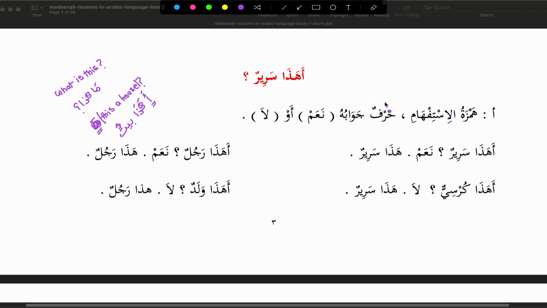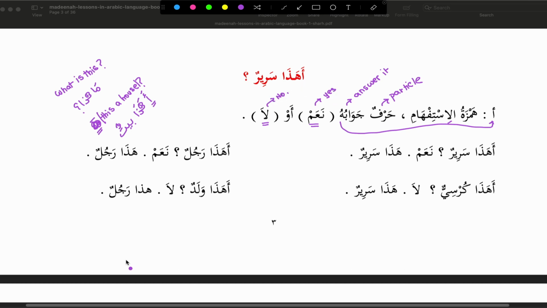طيب. وبعد ذلك يقول هناك, it's being said here حرف جوابه, the harf, the particle that is used to answer it, to answer the hamza. The harfs, the particles that are used, are نعم or لا. نعم means yes, and لا means no.